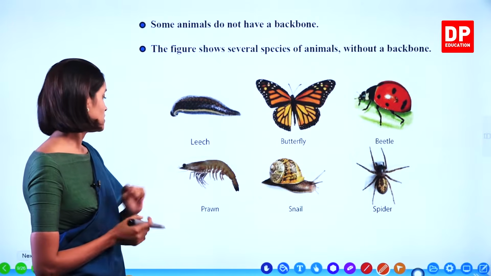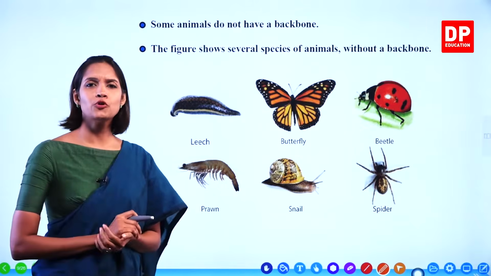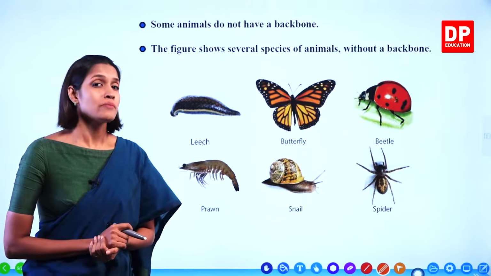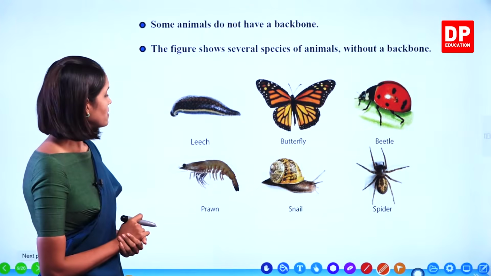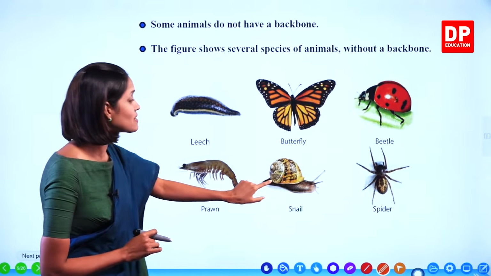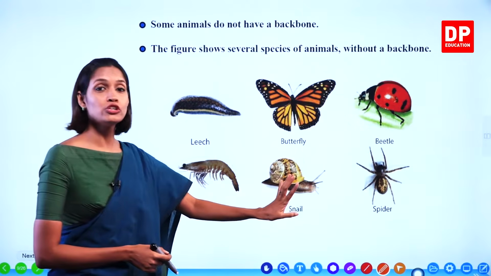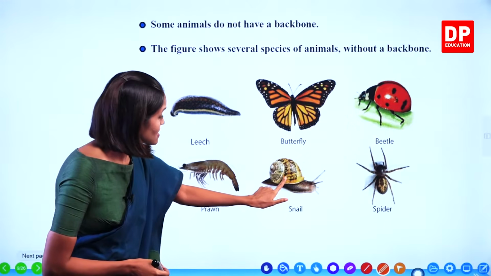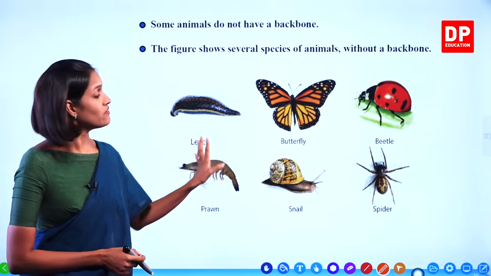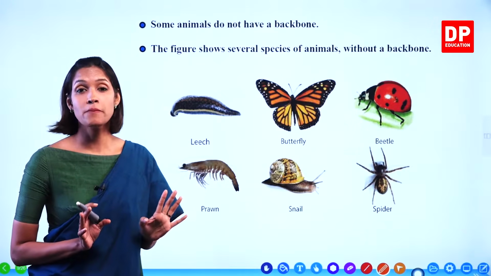What about a prawn? So when you eat prawns, you must have seen that they have a shell-like outer cover. Their skin is a little thick, but they don't have a backbone or skeleton, right? What about the snail? I told you before as well, snail's body is a muscular structure, right? Its lower part has a muscular foot. Upper part is a shell, right? But they don't have a backbone. When it comes to the spiders, it's the same. Spiders also don't have backbones.